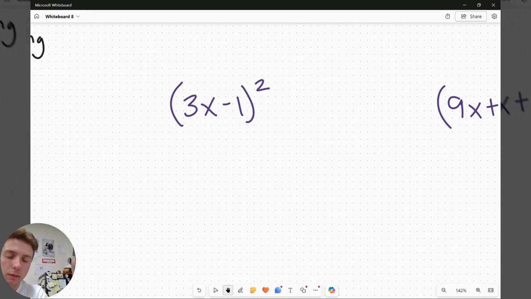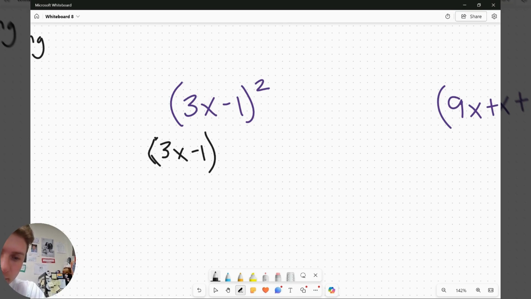This process can be changed a little bit. One thing that might happen is maybe you have 3x minus 1 squared. Again, squaring something means you're multiplying it by itself. A lot of people mess this one up where they take 3x and square that, and they take the 1 and square it. But that's not 3x minus 1 squared.